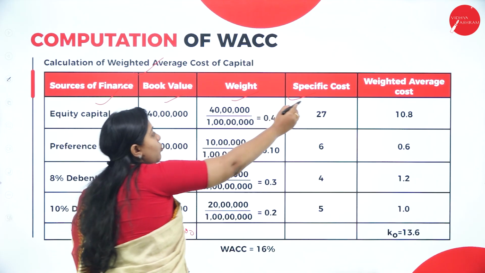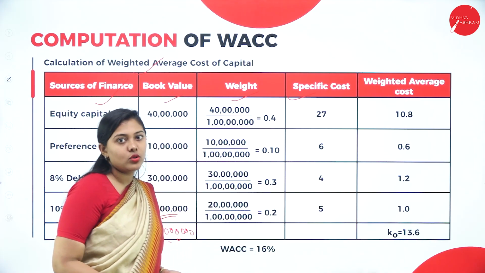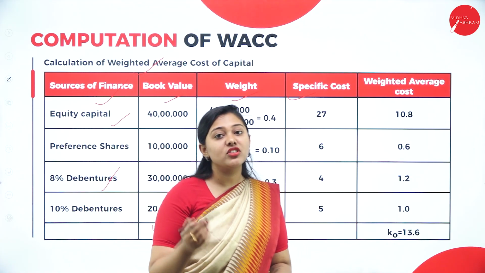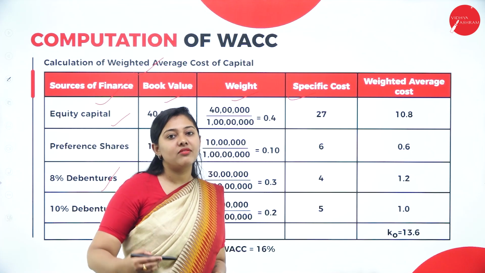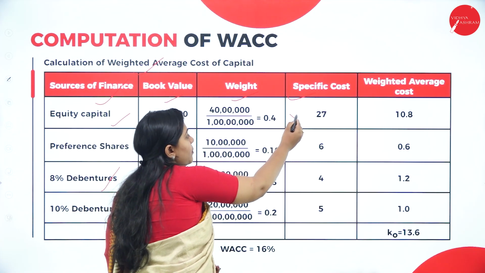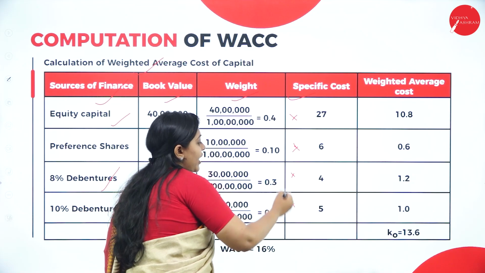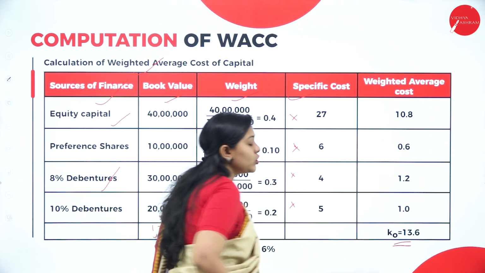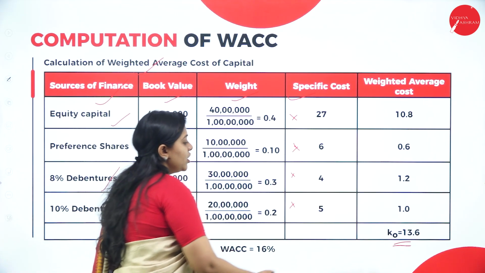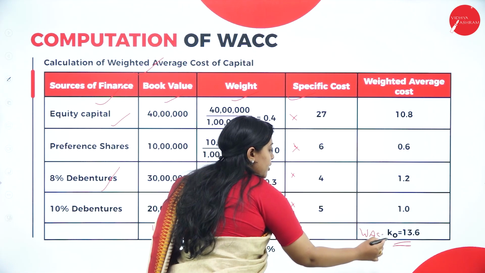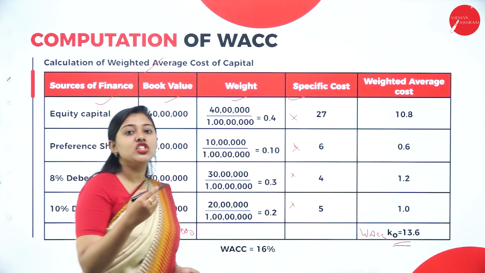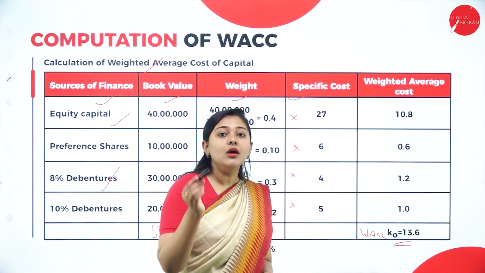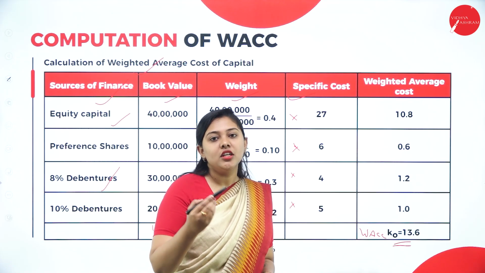After that, the specific costs, that is the cost of equity capital, cost of preference shares and cost of debentures, we have calculated in the previous slide. You have to take those and multiply with the weight, and you'll get the weighted average cost. The total of this is the overall cost of capital, that is your WACC. So when the company uses additional debt, additional equity or additional preference, in any of the cases, they have to compute the WACC table as well as the new WACC table.